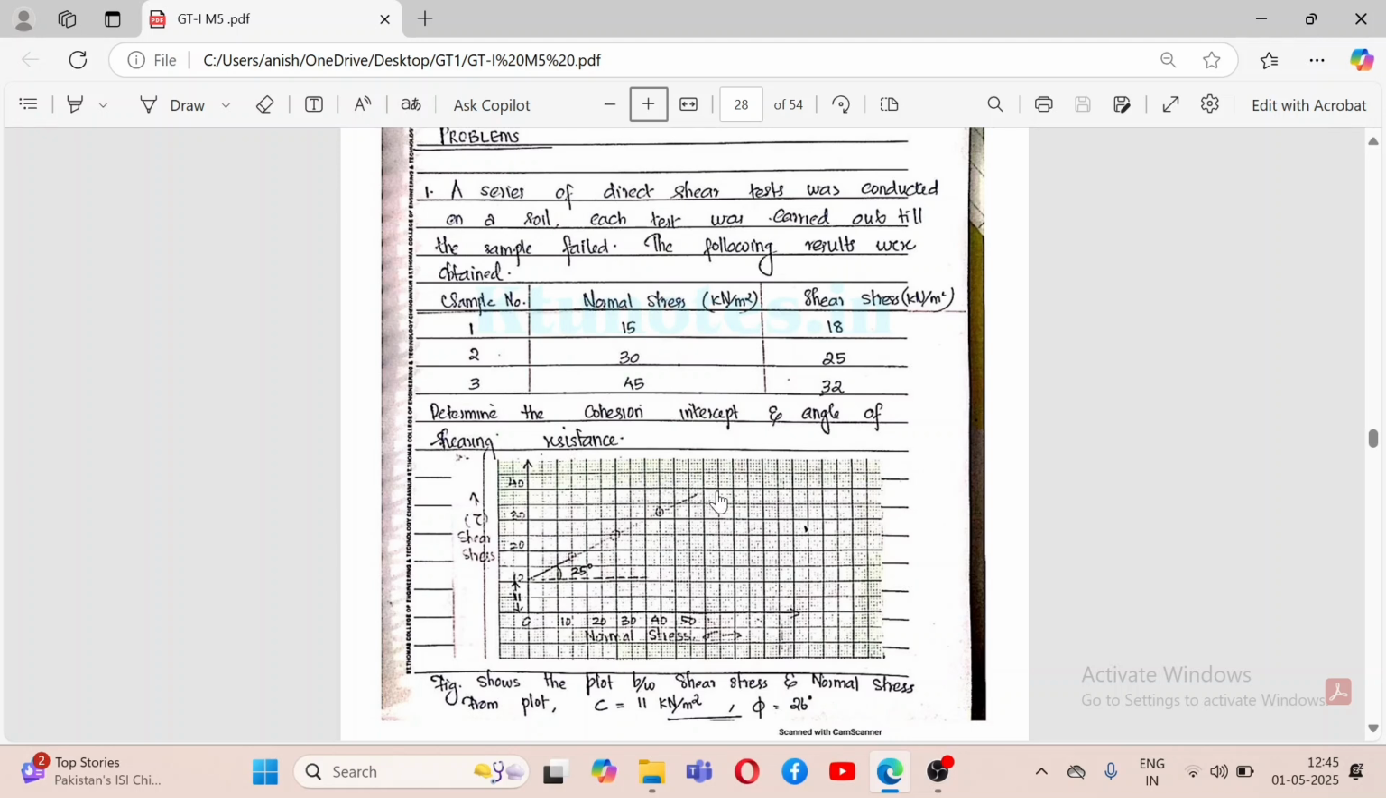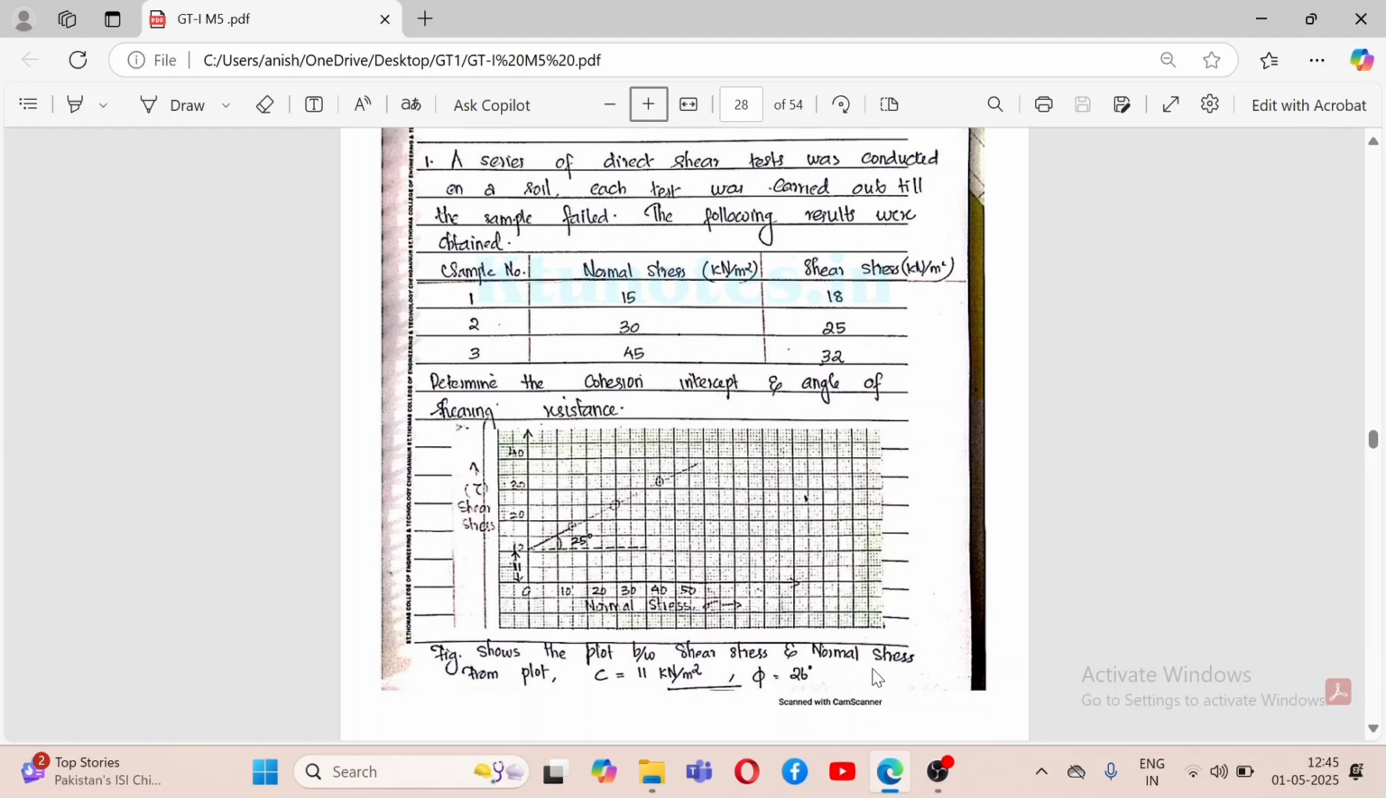Then you have the cohesion intercept C. So C is measured from 0 to where this slope meets this axis, and that is taken as the cohesion intercept. Here it is 11, so C is equal to 11 kilonewton per meter square.